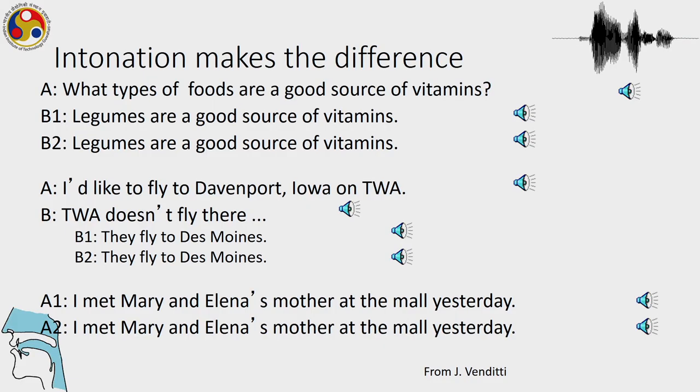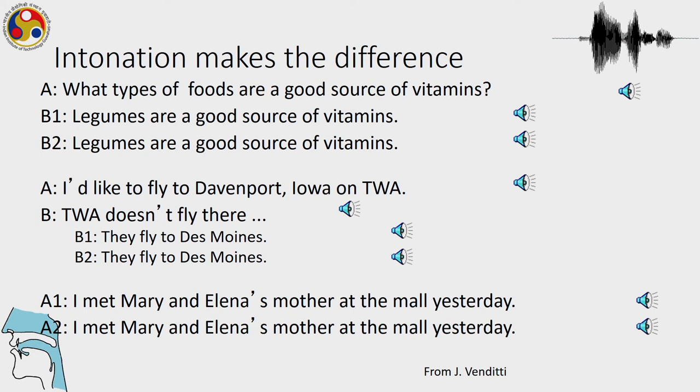First we have a question: What types of foods are a good source of vitamins? As a response to that question, we can have these answers. Legumes are a good source of vitamins. Legumes are a good source of vitamins. Legumes are a good source of vitamins.